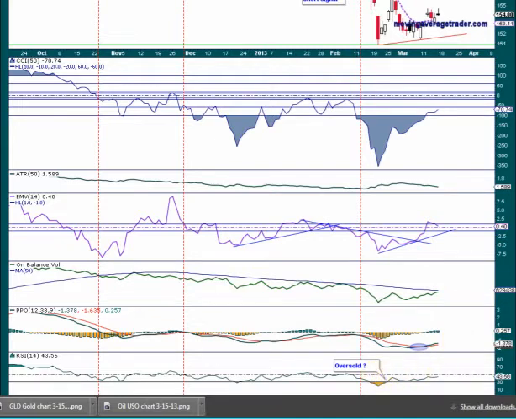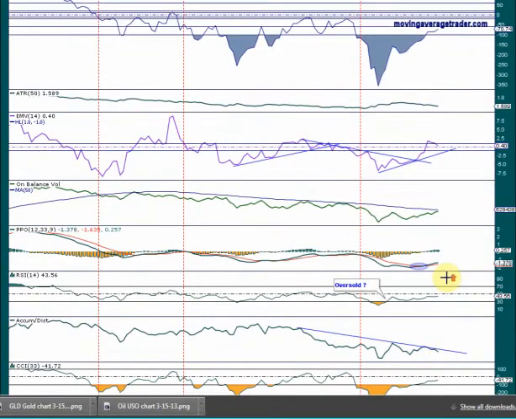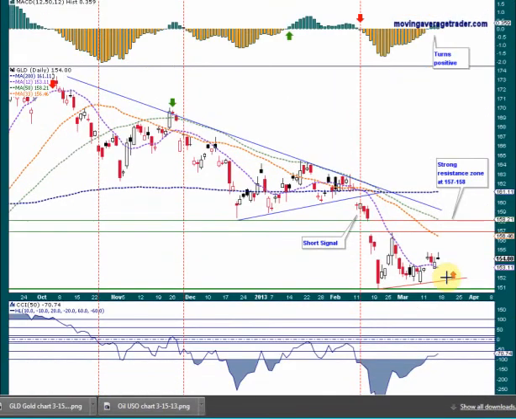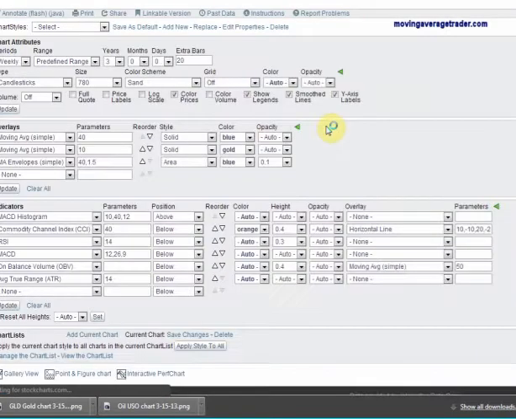The RSI was in oversold territory, and then the stock did bounce after that. Cumulative distribution is also going down, and so a lot of mixed signals here with the GLD. Let's take a look at the weekly chart, and I can show you what I was talking about.